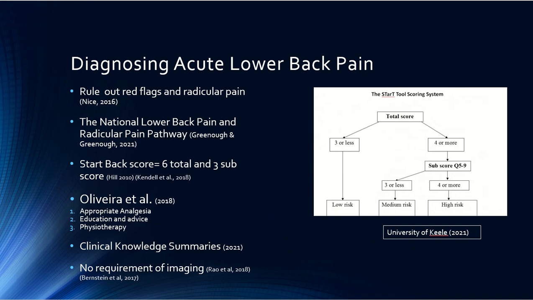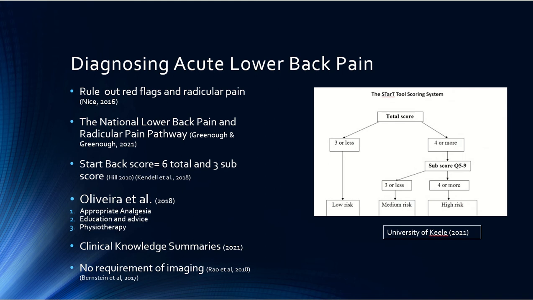Diagnosing acute lower back pain is often considered a ruling out process, and as per clinical knowledge summaries by NICE, masquerading and sinister pathology should be ruled out prior to consideration of a mechanical diagnosis, with consideration of radicular features. This can be seen to have been done in the patient's assessment. This diagnostic framework is further supported by the National Lower Back Pain and Radicular Pain Pathway, which stresses the importance of history taking and ruling out pathology to ensure accurate diagnosis.